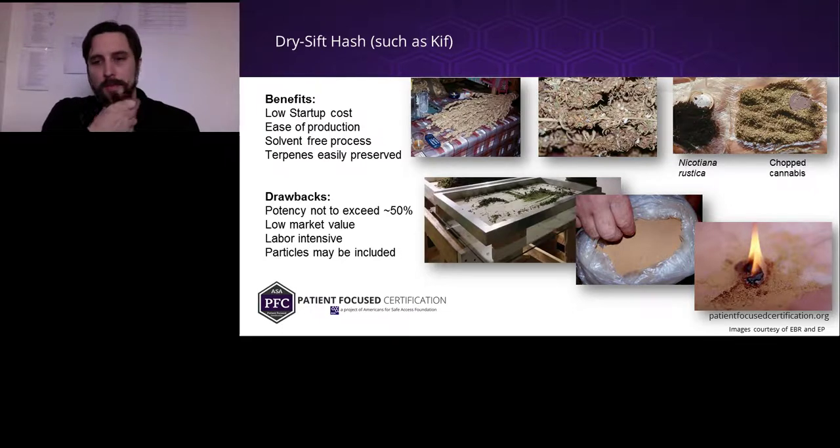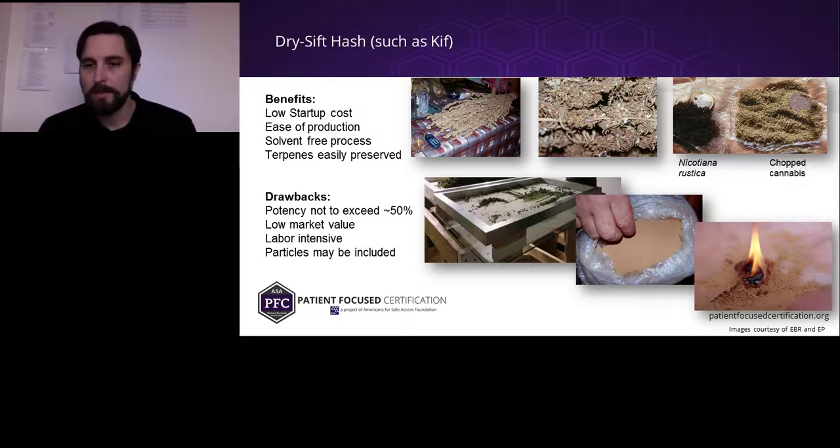So some of the more traditional ways of making cannabis are still used by the industry today. These images are courtesy of Ethan Russo. So the benefits to dry sift hash, such as keef, are the low startup cost and ease of production. It's a solvent-free process. You're not even using water to do these extractions. The terpenes are easily preserved.